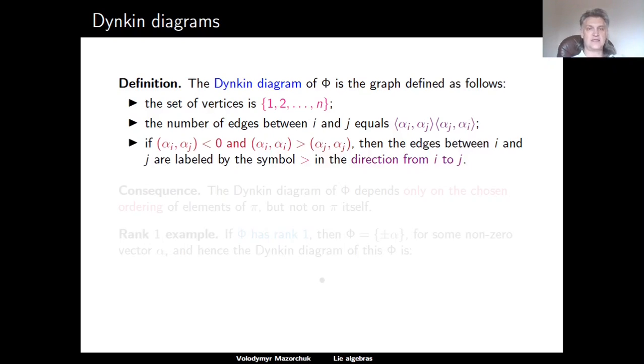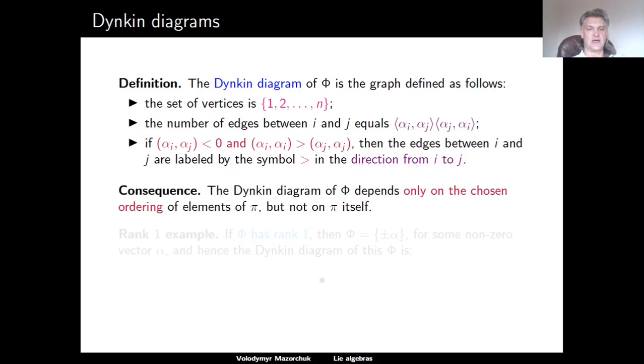Finally, in case the vectors αi and αj have different lengths and are not orthogonal to each other, then one marks the edges between i and j by the symbol greater than, which indicates which of the two vertices corresponds to a longer root. So the symbol indicates the direction from the longer root to a shorter root in our basis.